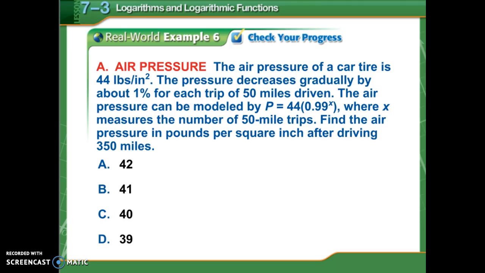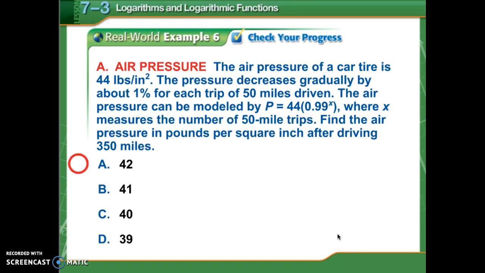Okay, we're going to do check your progress. So this time we have the equation P equals 44 times 0.99 to the x power. And we're going to find the pressure in pounds per square inch after driving 350 miles. So plugging in 350 to our equation will give us an answer of choice B, 41. So we have 41 PSI, that's pounds per square inch.